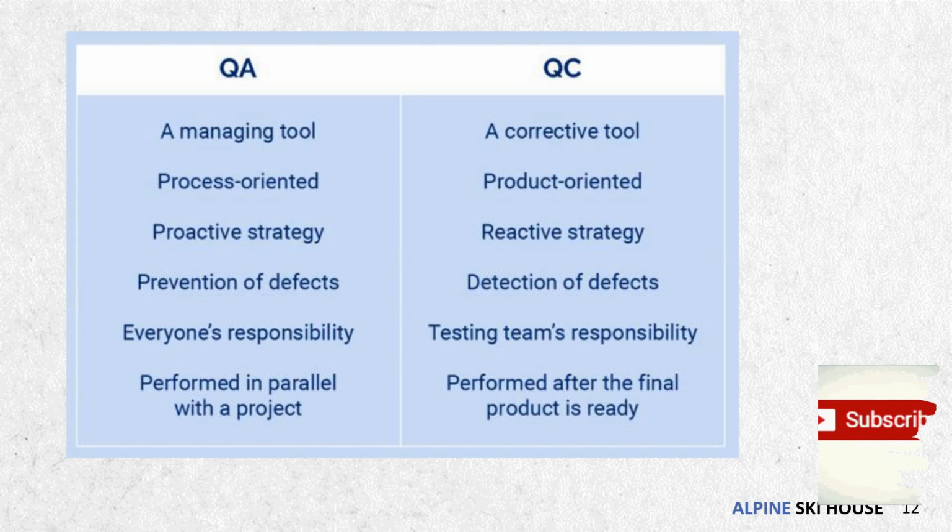QA is a managing tool, QC is a corrective tool. QA is process oriented, QC is product oriented. QA is a proactive strategy, QC is a reactive strategy. QA is prevention of defects, QC is detection of defects. QA is everyone's responsibility, QC is the testing team's responsibility. QA is performed in parallel with the project. QC is performed after the final product is ready.